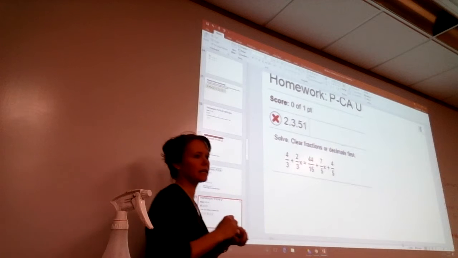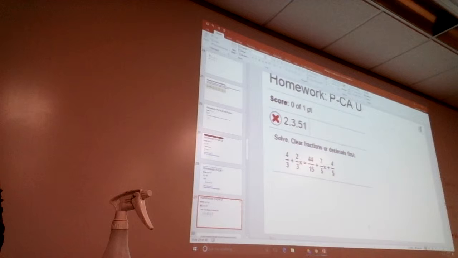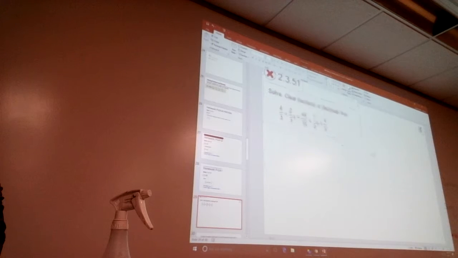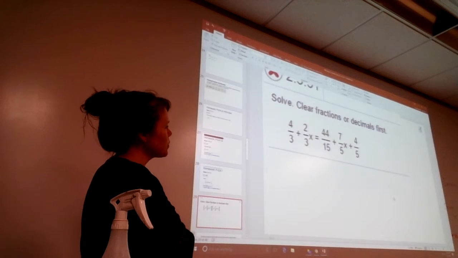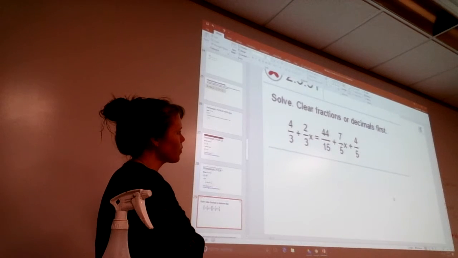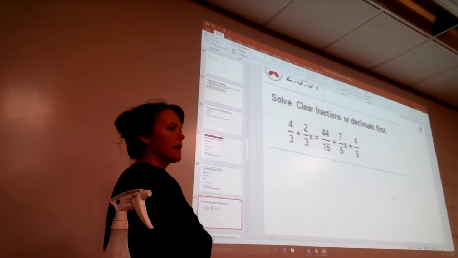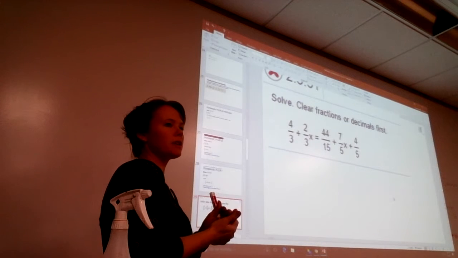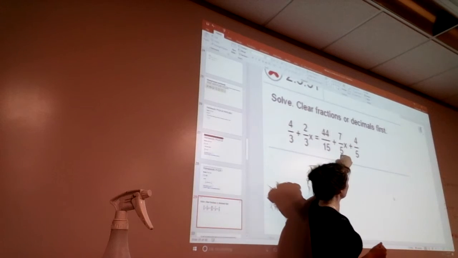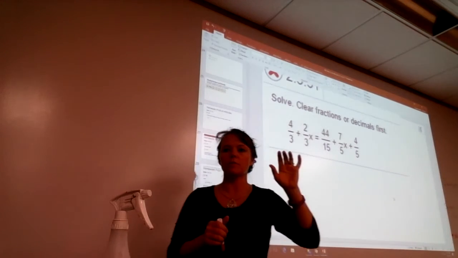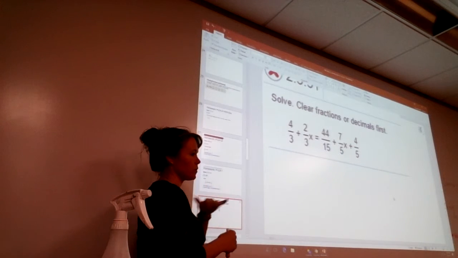So why don't you take a second and write this down so you have a nice model of what it looks like. If I can make it bigger. So it's 4/3 plus 2/3 x equals 44/15 plus 7/5 x plus 4/5. And so what we're going to do is multiply every single term, all 5 terms. Each one of them we're going to multiply by 15 over 1. We can't just pick and choose ones we feel like doing it with. We have to do it with all of them.